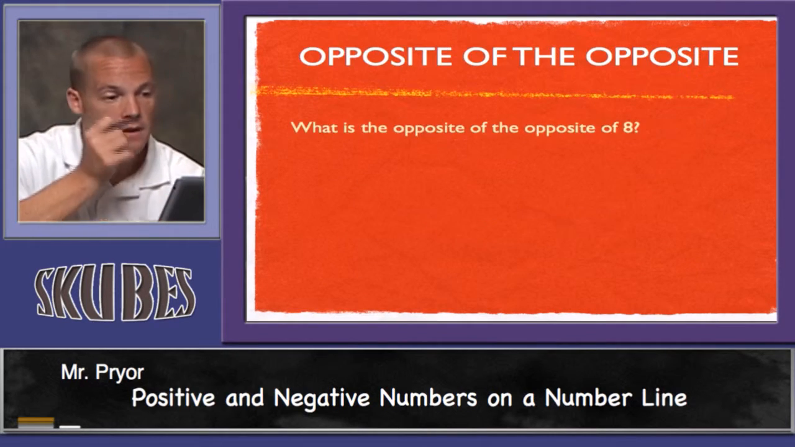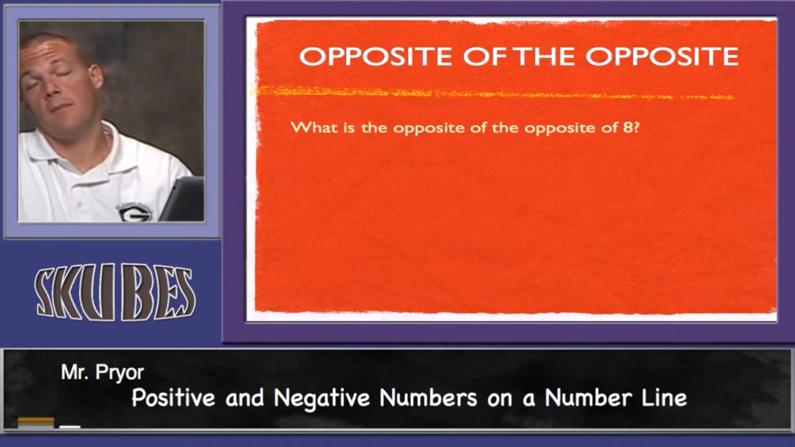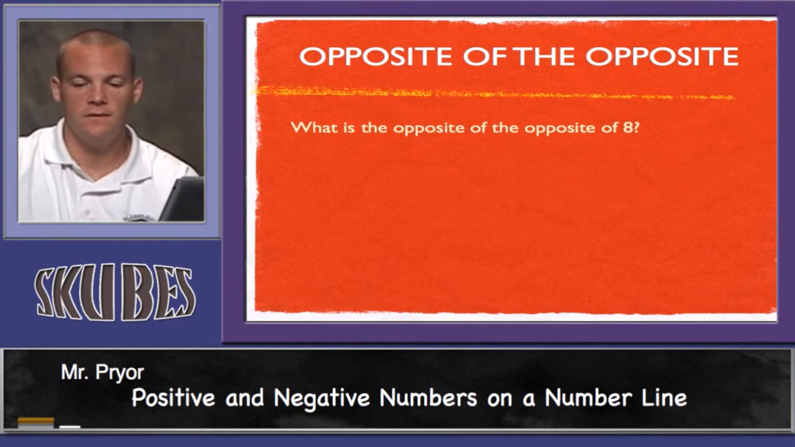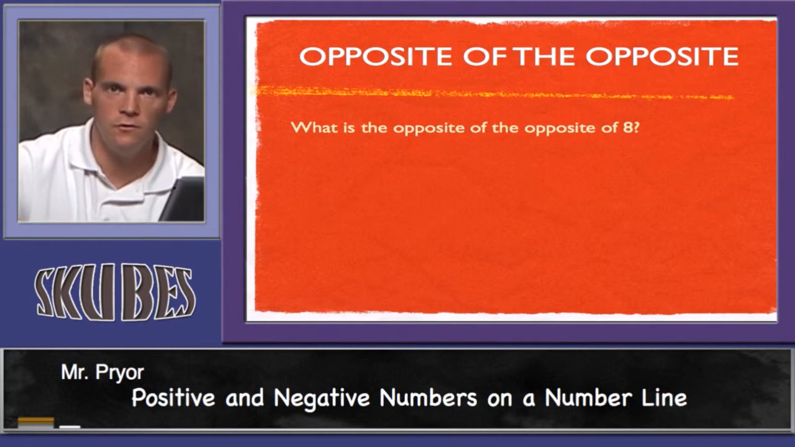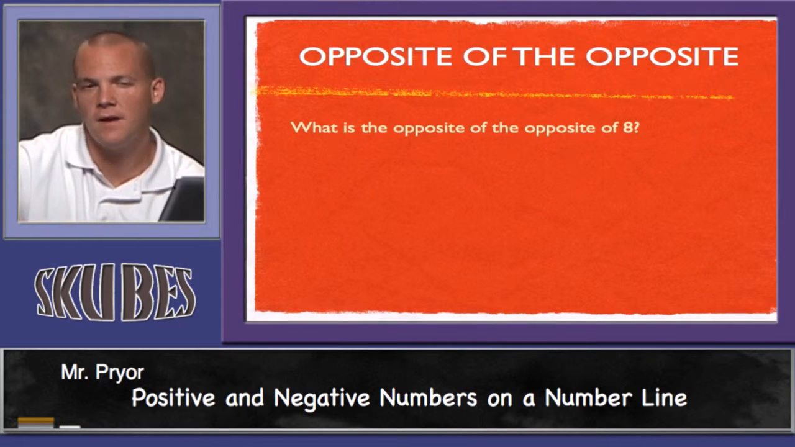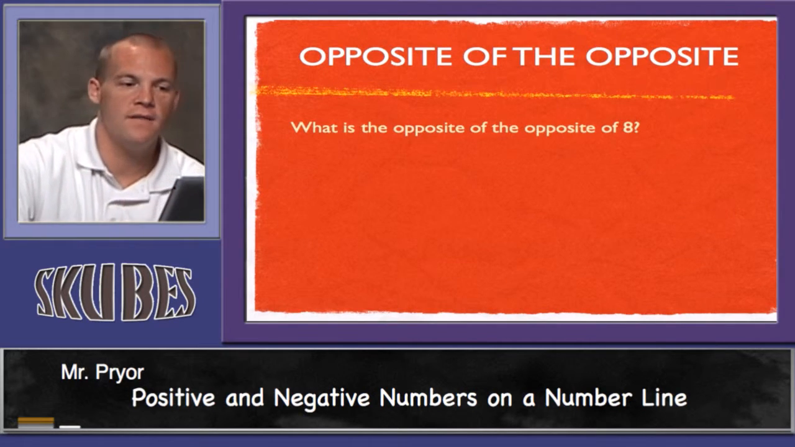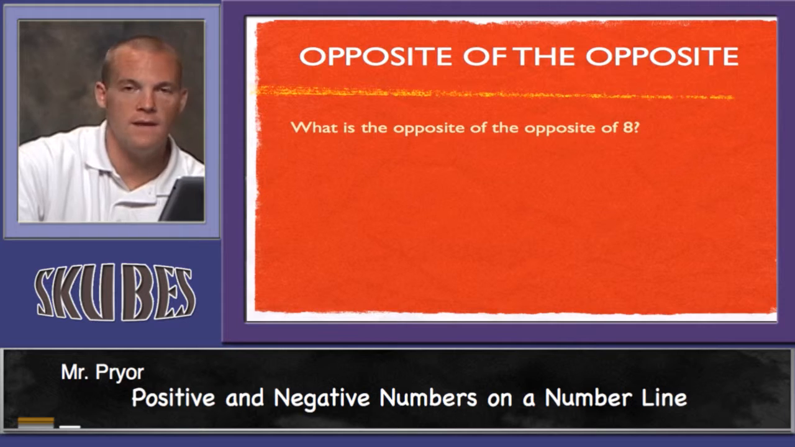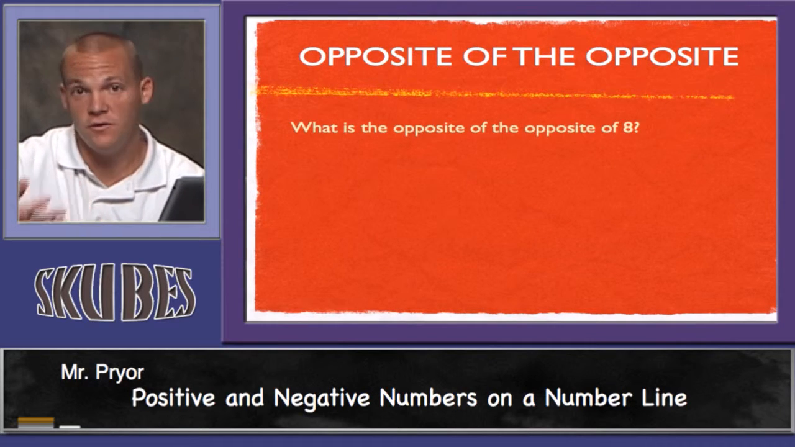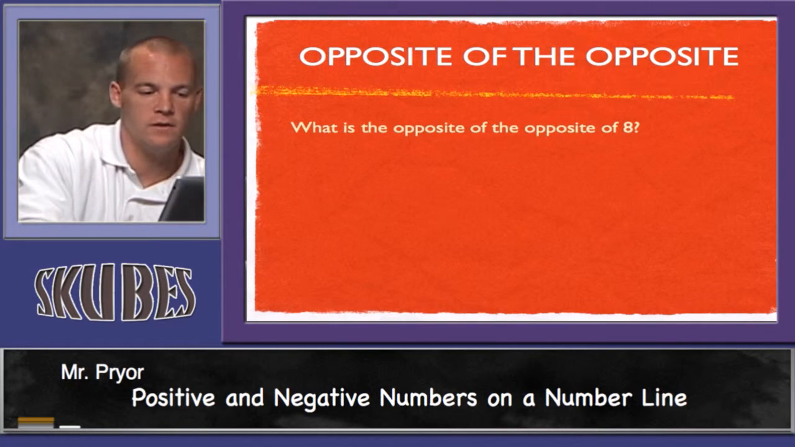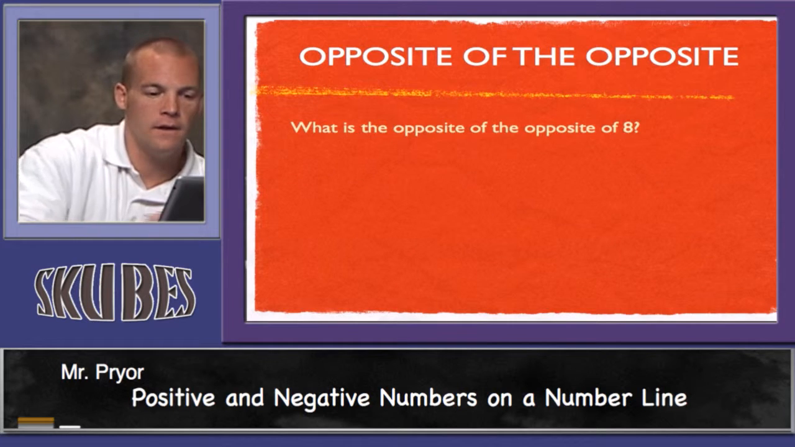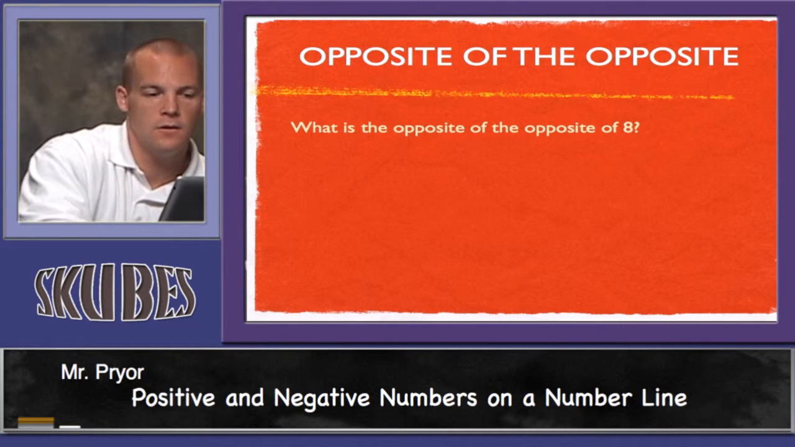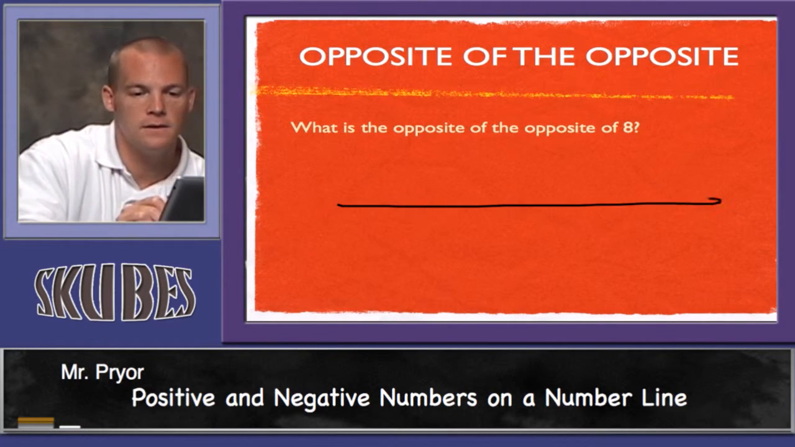Next example here is finding what we call the opposite of the opposite. Basically, it's a two-step problem. They want you to identify the opposite of 8 first, and then the opposite of what you get there. So I'm going to show it to you on a number line real quick, and then I'll just give you the shortcut. You'll probably figure it out though.